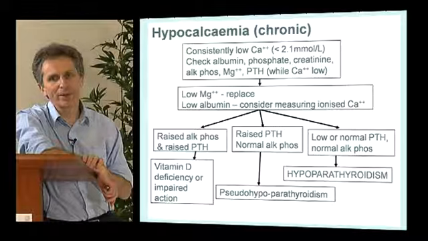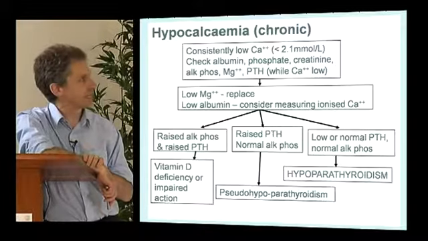Then we're interested in the phosphate. We're interested in creatinine because renal function is going to affect your calcium level. And we're very interested in the alkaline phosphatase. Important to test the magnesium early because a low magnesium drags down the calcium and actually impairs PTH secretion and action. So a low calcium could be due to a low magnesium level. That's an easy thing to rule out early on.